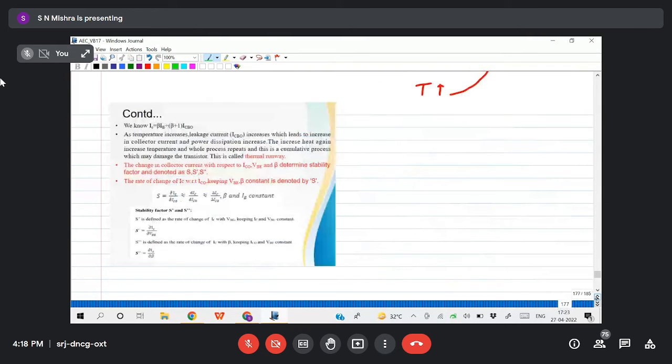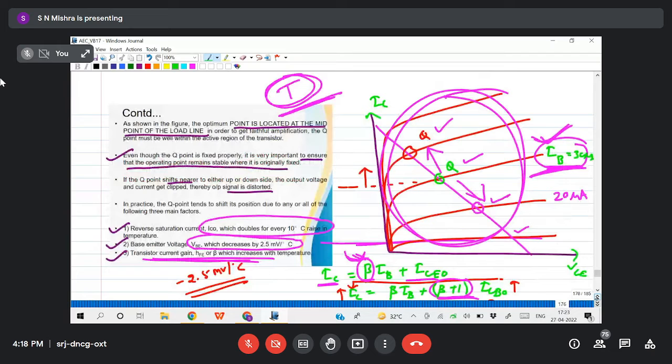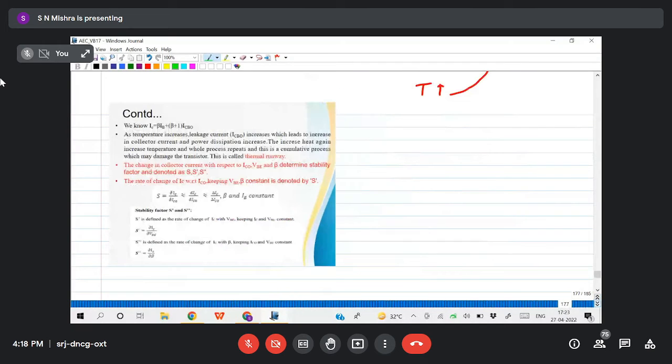So here is the definition: IC equals beta I plus (beta plus 1) ICBO. As temperature increases, leakage current increases, increasing collector current and power dissipation. The increased heat again increases the temperature. The whole process repeats, and it is a cumulative process which may damage the transistor. This is called thermal runaway. Okay.